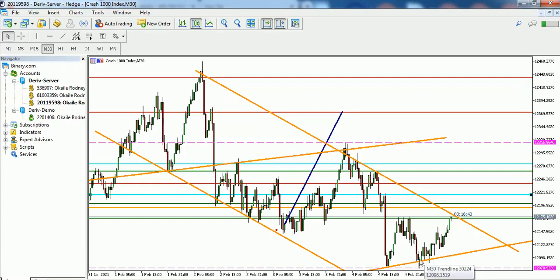So after this happens, confirm with your indicators on your phone. What are the indicators saying? Because your trend line told you that there's a huge rejection, there's likely a change of direction. Is your indicator saying the same thing? If your indicators are saying the same thing, then you can go ahead.